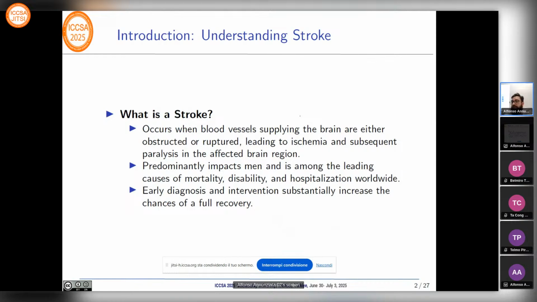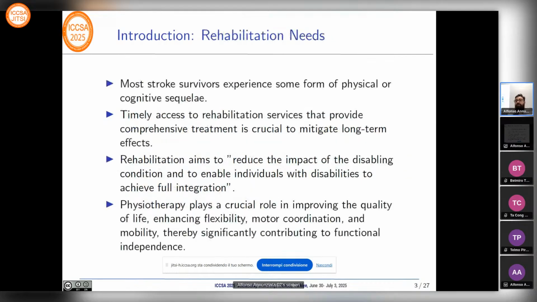And this research focuses on intervention, not the early diagnosis. I'll show you a little bit about it. Most stroke survivors experience some form of physical or cognitive sequelae. And when we start early, the rehabilitation process that provides comprehensive treatment is crucial to mitigate the long-term effects, mainly the movement effect. Rehabilitation is also to reduce the impact of disabling conditions and to enable individuals with disabilities to achieve full integration in society. And physiotherapy plays a crucial role in improving quality of life in this issue.